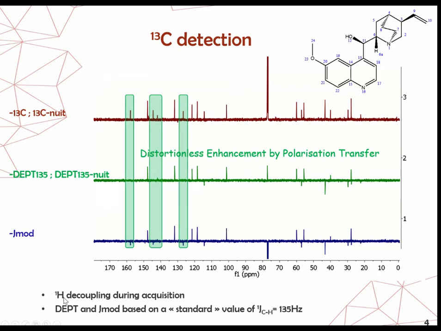In all these spectra, you have proton decoupling during the acquisition, and both DEPT and J-mode are based on magnetization transfer for a standard value of the coupling constant between carbon and proton. The usual value in organic compounds is about 135 Hertz. So this is the value we are working with on standard datasets. Maybe in some very rare cases, like alkenes, sometimes you have strange things. But normally in most molecules, it will be okay.